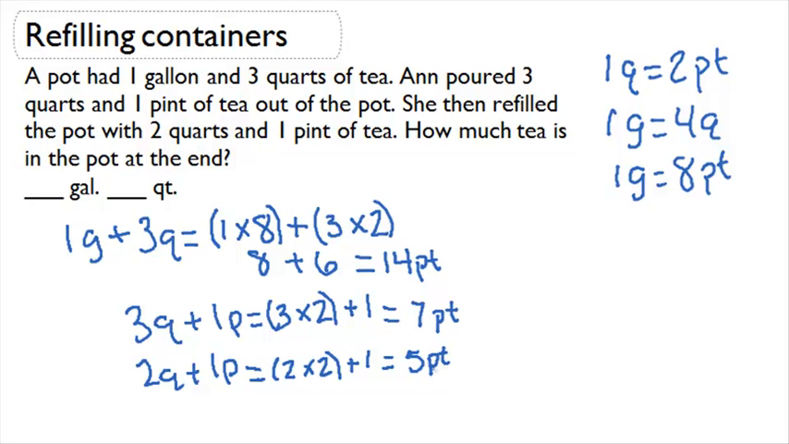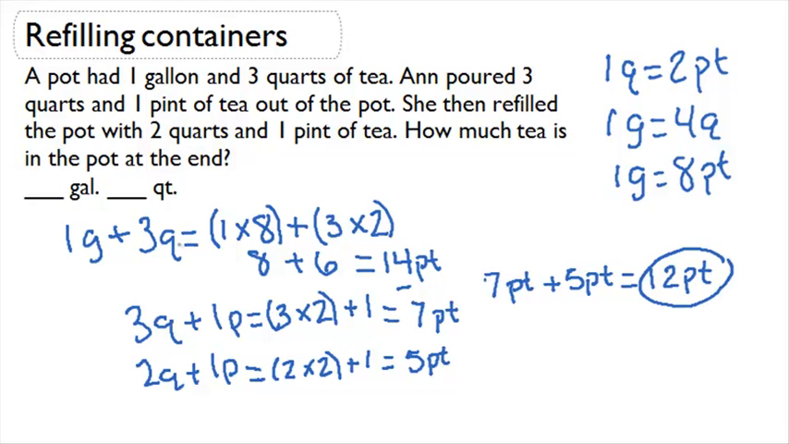Now we need to put all of this together. We started off with 14 pints, and she took out 7. So if we subtract here, 14 minus 7 is 7 pints. Then at the end, she added another 5 pints. 7 plus 5 is 12 pints. So at the end, she had left in the pot 12 pints.